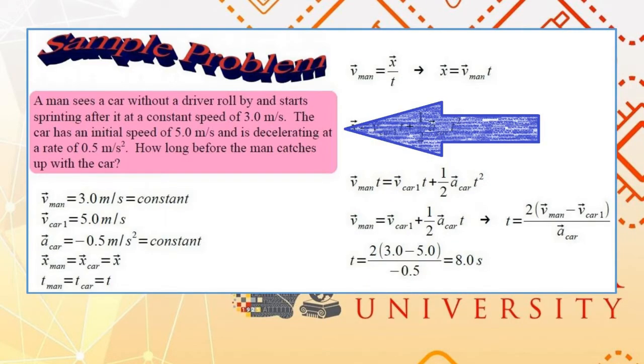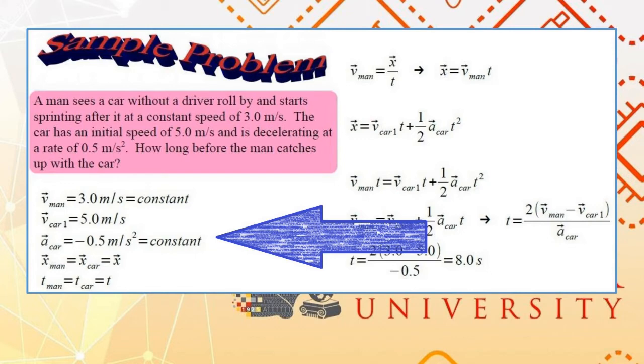Next up is the following problem. A man sees a car without a driver roll by and starts sprinting after it at a constant speed of 3 meters per second. The car has an initial speed of 5 meters per second and is decelerating at the rate of 0.5 meters per second squared. How long before the man catches up with the car? So how many seconds will it take for the man to catch up with the car?